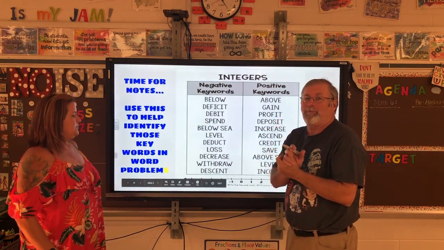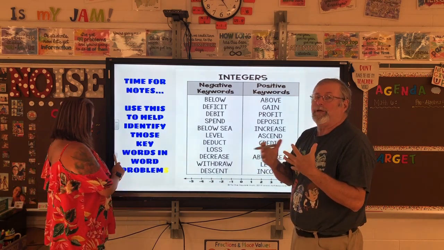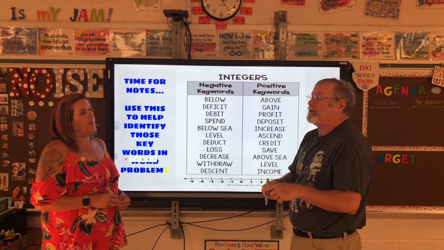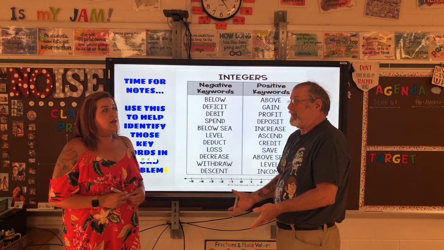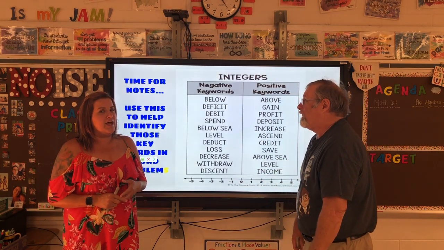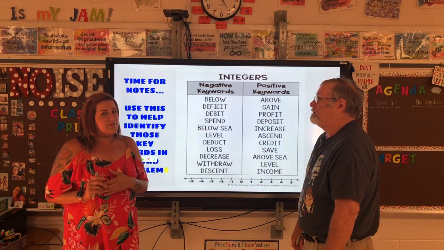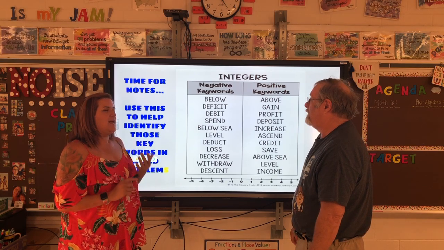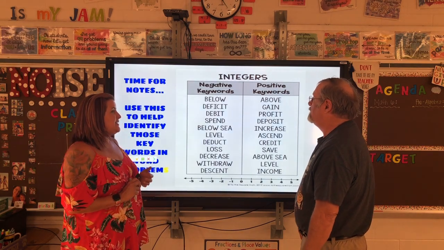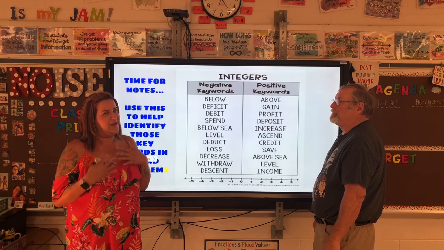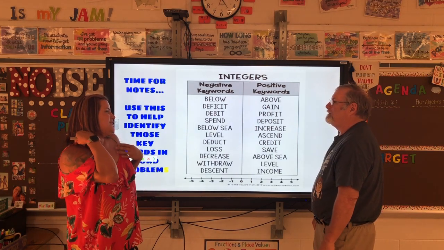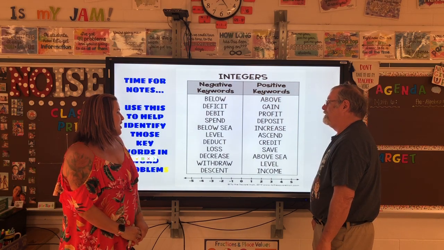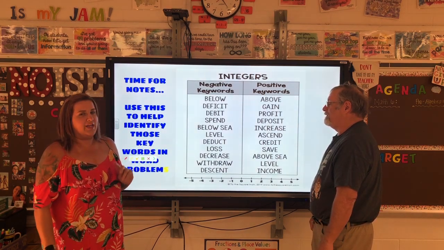Okay, so now word problems. Probably the hardest part about word problems is figuring out, is it addition, is it subtraction, is it multiplication, or is it division? Is it positive or is it negative? There are a lot of keywords that tell us whether something is a positive integer or a negative integer. So negative would be things like below, a deficit, a debt, spending money. Below sea level, deduct, which happens on a paycheck a lot, loss, decrease, withdrawal, and descent.